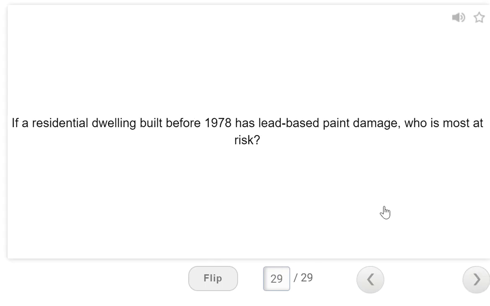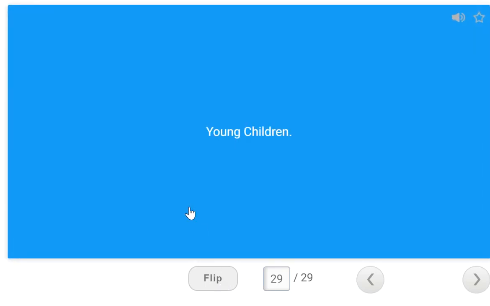Last one here, if a residential dwelling unit built before 1978 has lead-based paint damage, who is most at risk? So young children are most at risk for that lead if there's lead-based paint. This has to be in the disclosure of information on lead-based paint and or lead-based paint hazard lead warning statements. Remember, the point of all these disclosures and regulations made by the commission is to protect the public. So that's why we see a lot of lead-based paint questions.